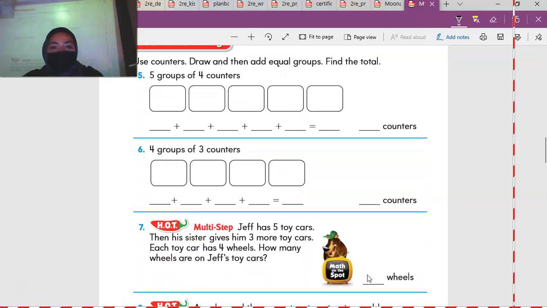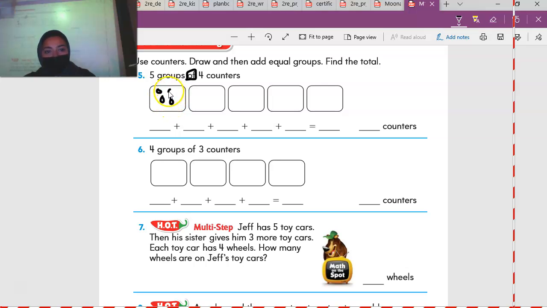Use counters, draw, and then add equal groups. Find the total. So we have 5 groups. 1, 2, 3, 4, 5. Of is a keyword. Box it. 4 counters. So each one needs how many? 4. So let's draw 4 counters in each one.